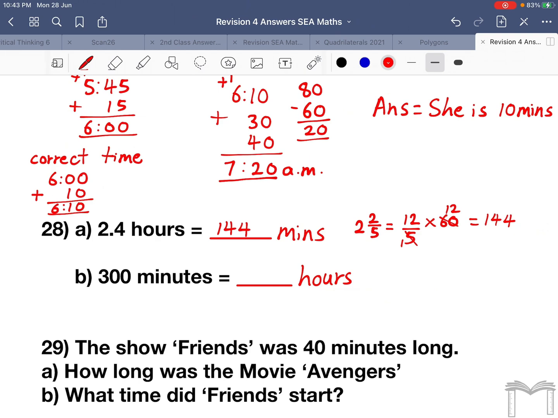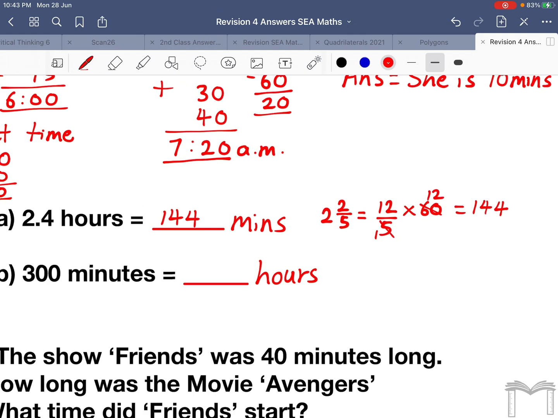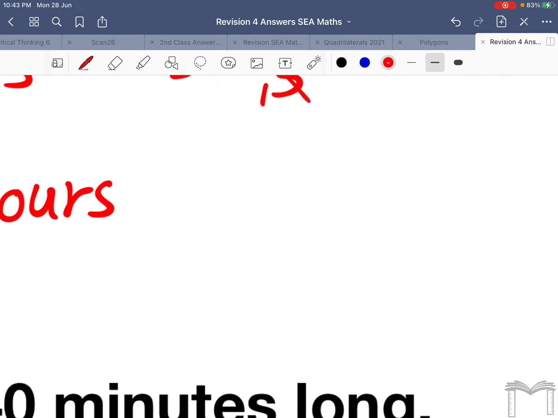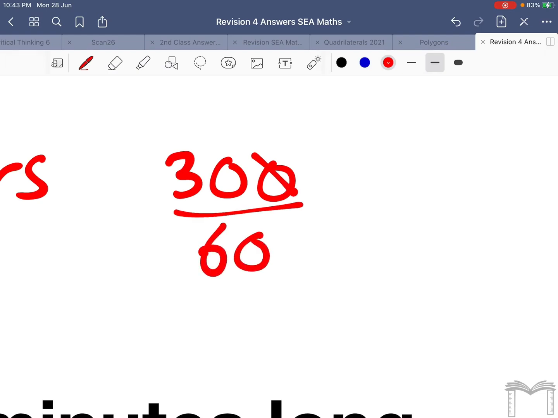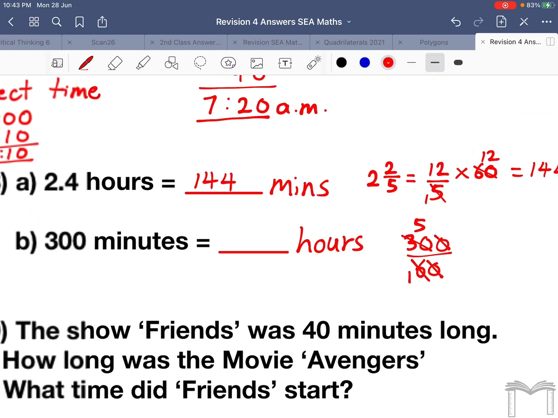Part B. How do we convert minutes to hours? We divide by 60. Well, this is easy. Cancel 1 and 0 on top with 1 and 0 below. 6 into 6, 1. 6 into 30 is 5. So that's 5 hours.